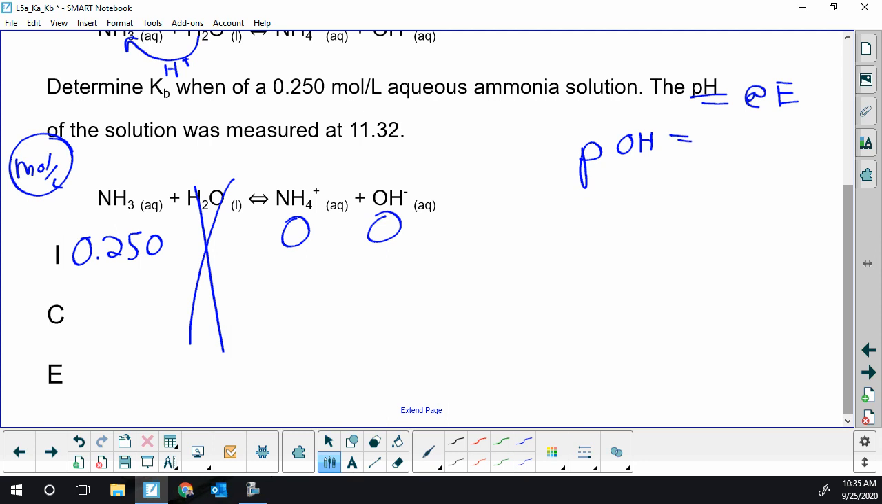So pH and pOH sum to 14. I'm just doing this part orally. If you take 14 minus your pH, you'll get your pOH. 2.68 is the pOH. And that's useful because that will let us get our hydroxide concentration: 10 to the negative 2.68.